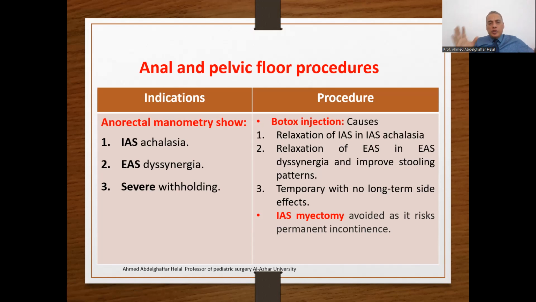Child with functional constipation received medical therapy and no improvement, or failed therapy. Referred to you as a pediatric surgeon. You perform anorectal manometry and diagnose internal anal sphincter achalasia, external anal sphincter dysynergia, or severe withholding behavior. In such cases, the treatment will be Botox injection in the internal anal sphincter and external anal sphincter, and the effect will be temporary, no side effects, and the problem of the child will be solved.